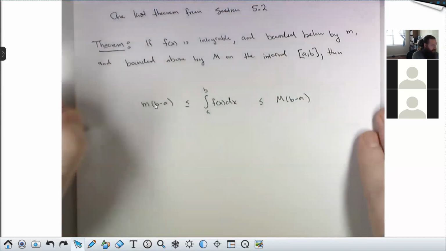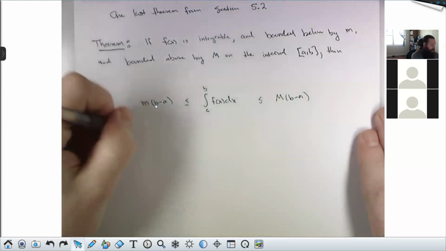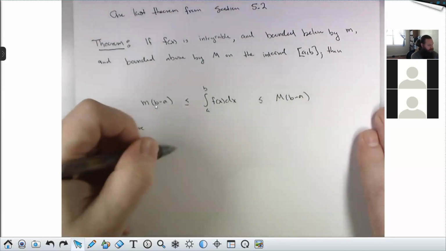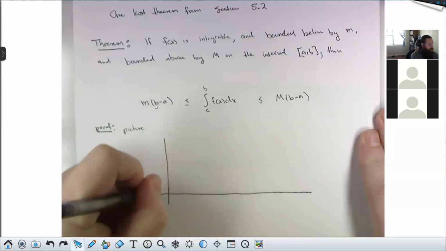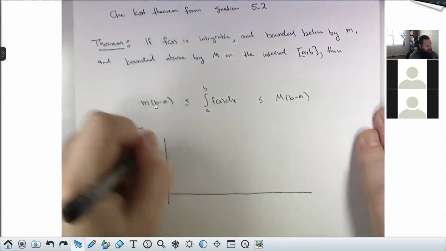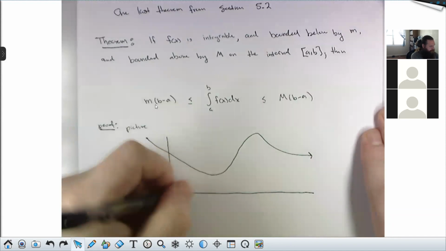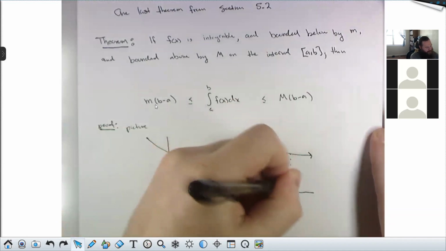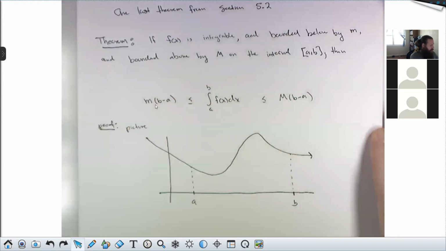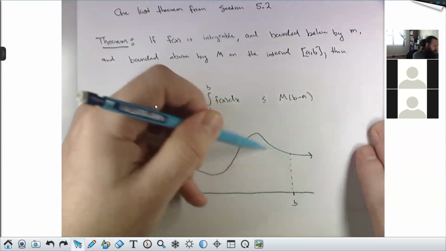The proof here is simple enough and insightful enough that I want to share it with you. It all just comes from a picture. So let me draw here for you a kind of generic looking f of x. Maybe I'll imagine a is over here and b is over here. Then, as we have discussed, the integral from a to b of f of x gives you the exact area bounded by this curve.